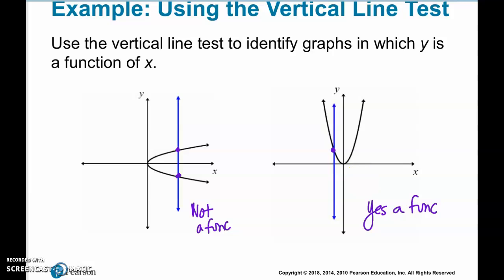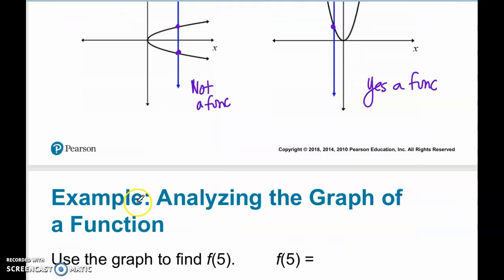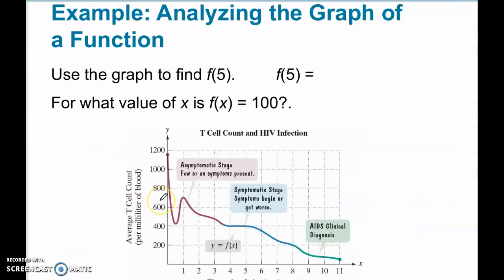Moving on to the next page, it says to analyze the graph of this function. And it says use the graph to find f at 5. So remember, what is inside the parenthesis is called our input. This is the independent value, the x value, the horizontal variable, and it wants us to find the function evaluated at 5. But we don't have an equation like we did last time. We have the graph.